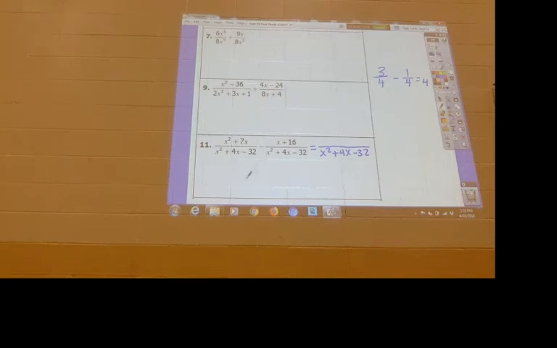Yeah. But they're not factored out, so I need to rewrite them. What can I factor out of here? An x. And then I can factor out... actually, hold on just a sec, because you can do this. I'm trying to make it as simple as possible.